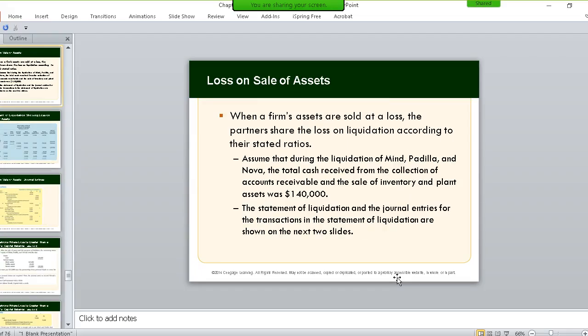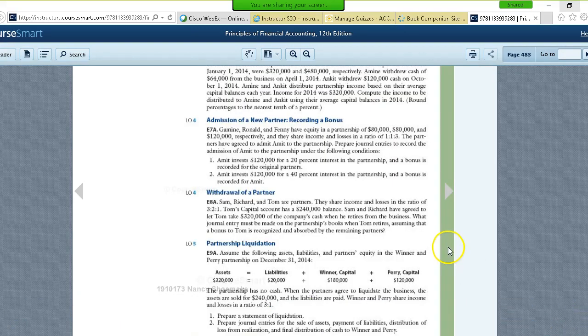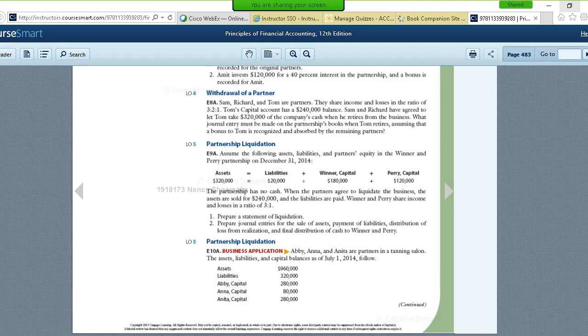Let's take a look at another problem. So let's look at E9A. Assume the following assets, liabilities, and partners' equity in the Winner and Perry partnership on December 31st: assets of $320, liabilities of $20. Winner has a capital account of $80, and Perry has a capital account of $120. The partnership has no cash.